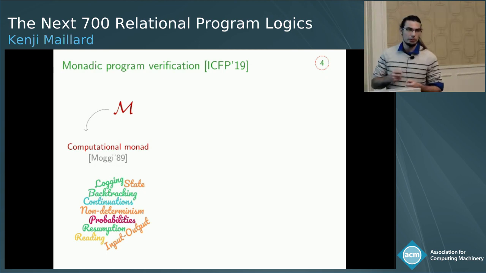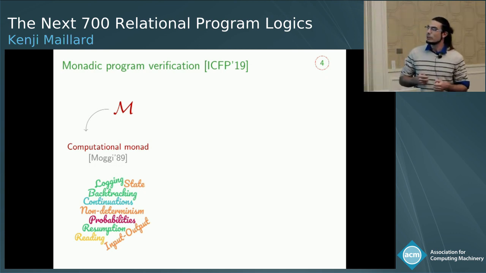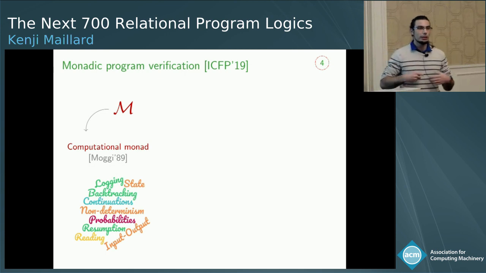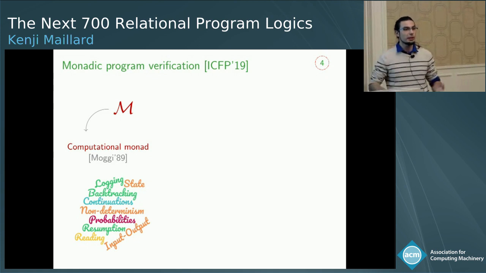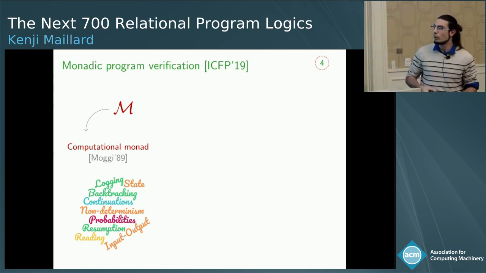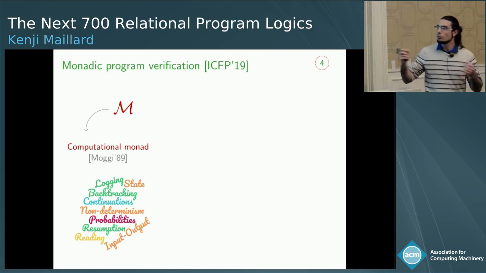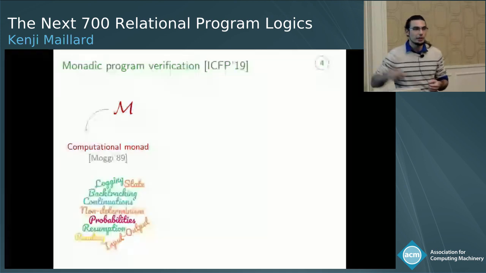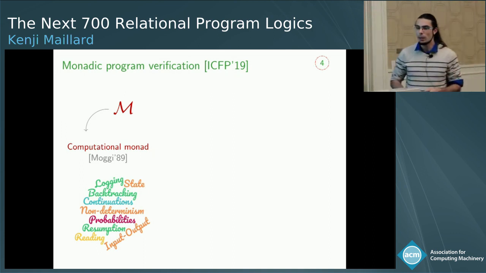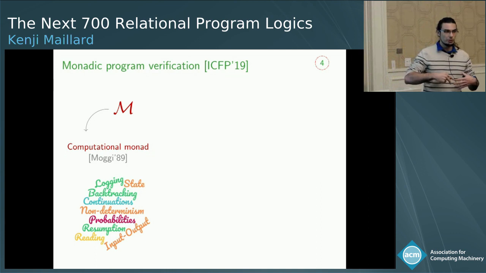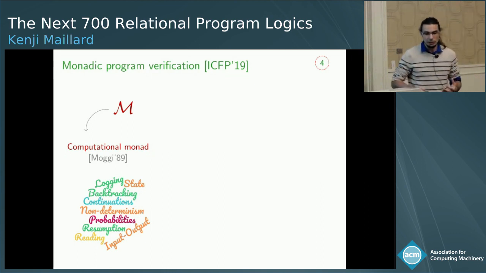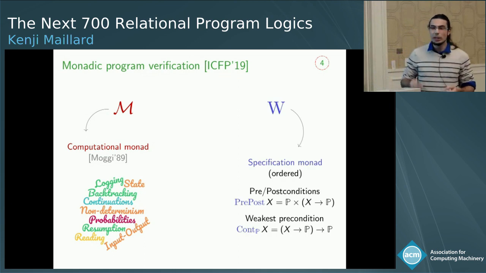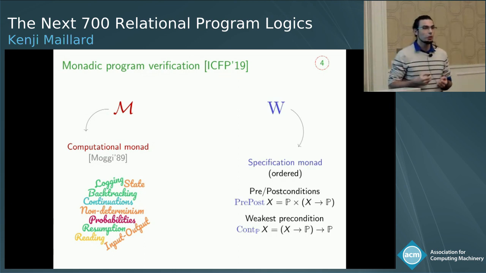Well, we'll use some previous work that we presented this year at ICFP in order to encapsulate verification of monadic programs for unary programs. So we start from a computational monad, which encodes one or many of the effects that you can see here, such as input-output or non-determinism or probabilities. And in order to talk about specification, we will also provide a monadic interface for specification.